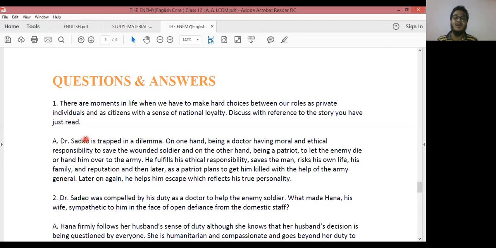So Sadao is trapped in a dilemma, in confusion. Dilemma means confusion. On one hand, being a doctor, he has a moral and ethical responsibility to save the wounded soldier, and on the other hand, being a patriot, to let the enemy die or hand him over to the army. He fulfilled this ethical responsibility, saves the man, risks his own life, his family, his reputation, and later, as a patriot, plans to get him killed with the help of an army general. Later on, again, he helps his escape, which reflects his true personality. His true personality is showing that he is helping this man and sending him back to his own place.